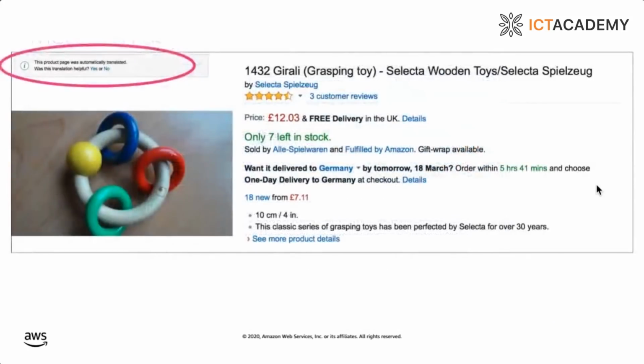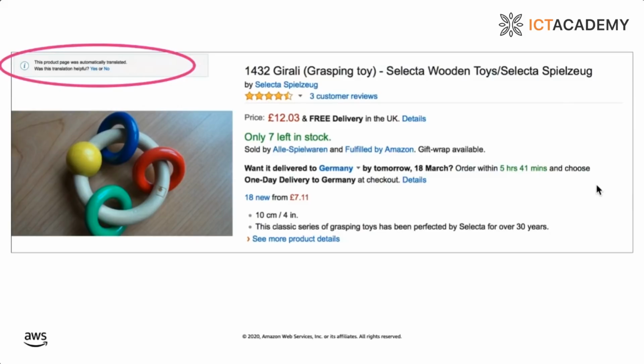So now the next topic is, if you look at any of these Amazon.in or .com pages, you would probably see at the top right or left corner a circle that says, this product page was automatically translated. Was this translation helpful, yes or no? It's a different language, I think it's German. Also, if you look at the price, it's actually in pounds, so in the UK. Based on where you're opening it, it automatically detects and translates it.